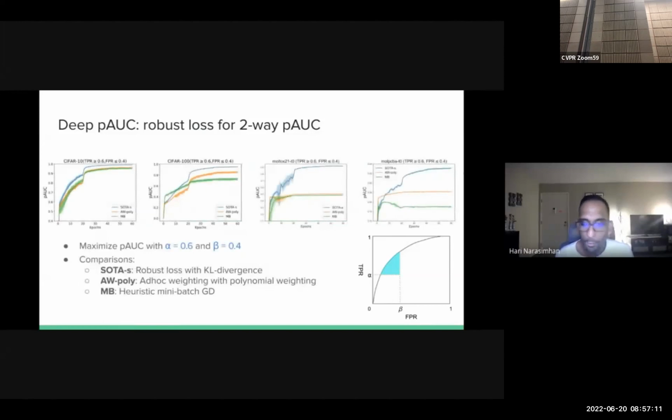They additionally also show that this robust optimization algorithm works well in practice on several image and molecular classification datasets. They show that their proposed approach performs better than 2 prior approaches, one being the ad hoc weighting approach, the other being the heuristic mining approach that we just saw earlier in the slides. The goal here is to maximize two-way partial AUC, where you have a lower limit of 0.6 on the true positive rate, and an upper limit of 0.4 on the false positive rate. In the plots, one can see the partial AUC values for different algorithms. As we increase the number of training epochs, the robust optimization algorithm shown in blue can be seen to achieve a higher partial AUC value early on in the course of optimization compared to the other methods.